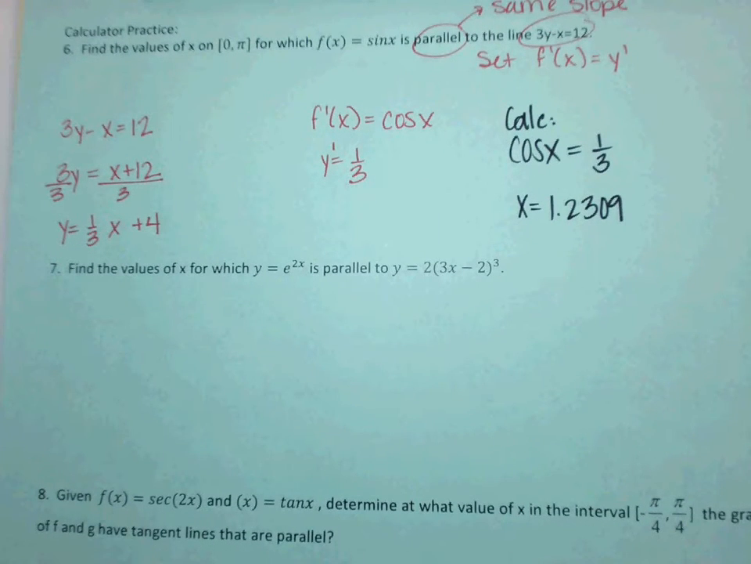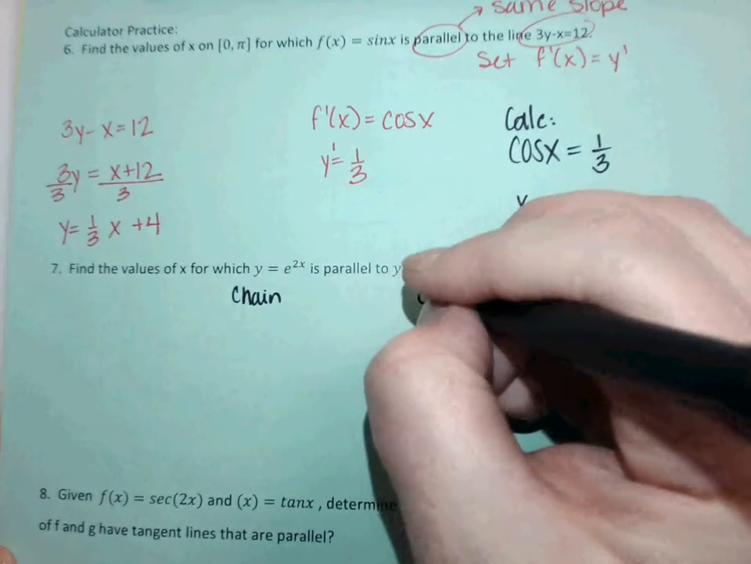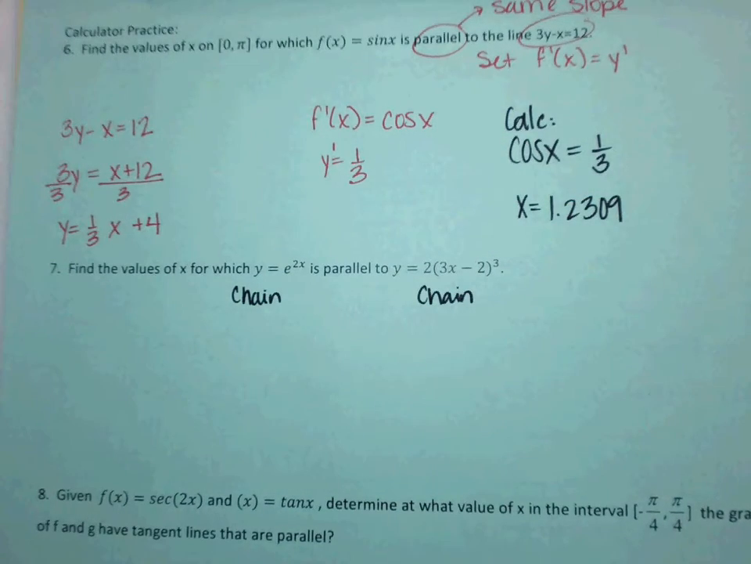Okay, next one. We want to know where these equations are parallel. What are we doing? Taking the derivatives, setting them equal. What are both of these equations going to need, though? Neither of them are lines anymore. What rule are you going to need? Chain rule on both. Okay, you're going to need chain rule here, and here. So, take the derivative of both of those guys. We'll check them in a second.